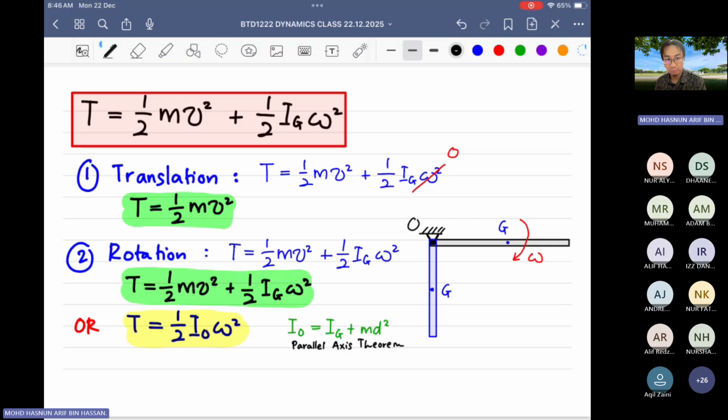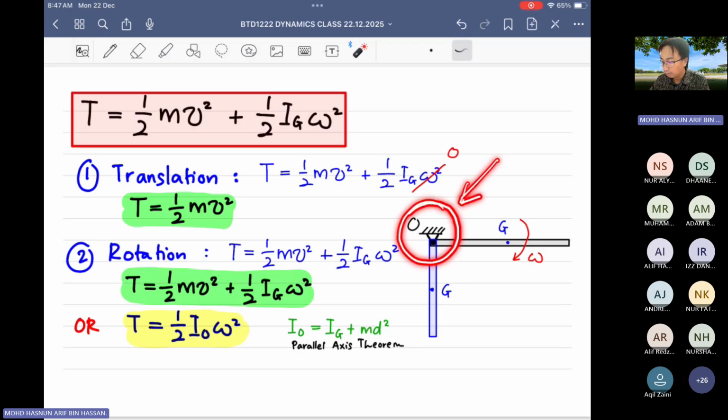You need to have 1/2 mv², so you need to know what is the velocity. And the second part is 1/2 Ig ω², so you need to know what is the angular velocity. But if you use the second formula, 1/2 Io ω², which will give you the same value, you need only to find the value of Io, which is mass moment of inertia about point O. So rather than calculating the mass moment of inertia about point G, the center of gravity, we now calculate the mass moment of inertia about the fixed point O. That is the difference.